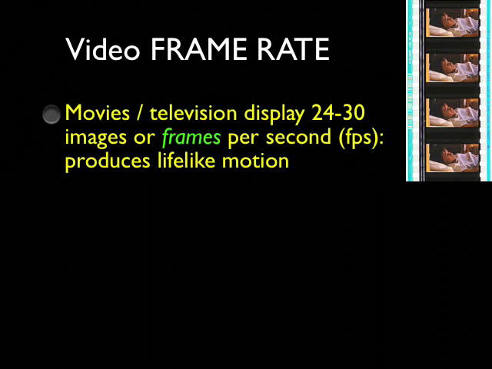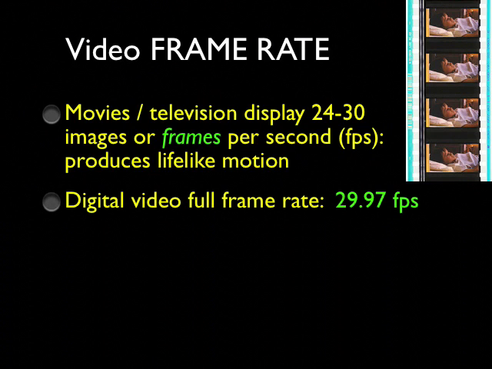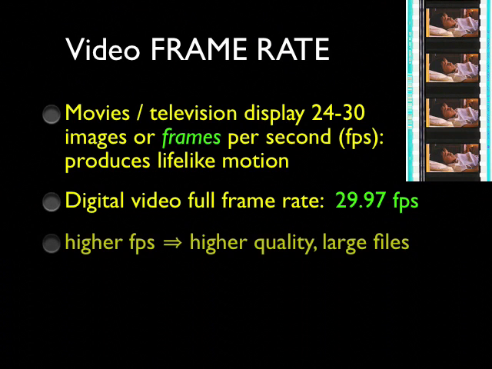The first variable is frame rate. Movies and TV, for example, display 24 to 30 images or frames each second. Because of our persistence of vision, this produces a smooth, lifelike motion. The maximum digital video frame rate is just under 30 frames per second.